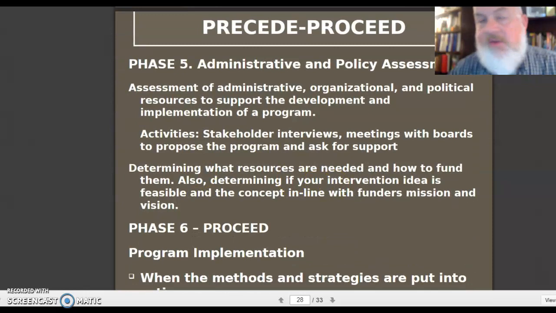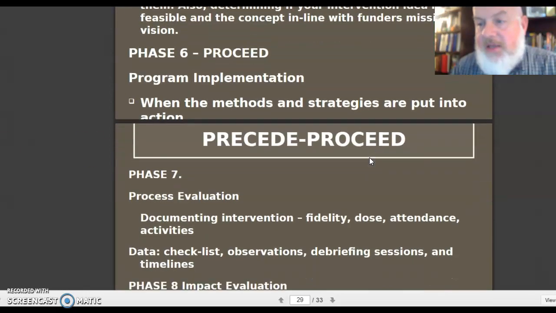Number 5, administrative and policy assessment. You are going to do stakeholder interviews here. You're going to have meetings with boards to propose programs and ask for support. You are going to look for types of resources. And then phase 6, proceed. You're going to have program implementation. In other words, you are going to actually have this take place.